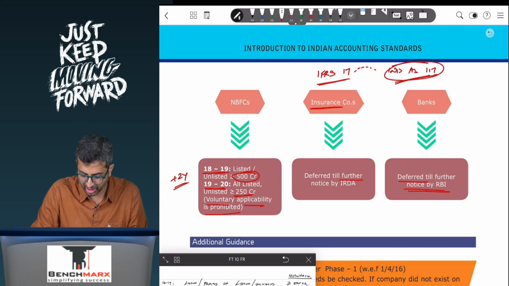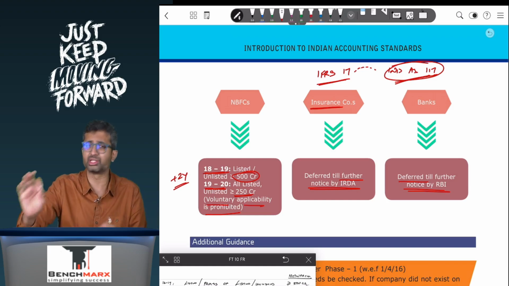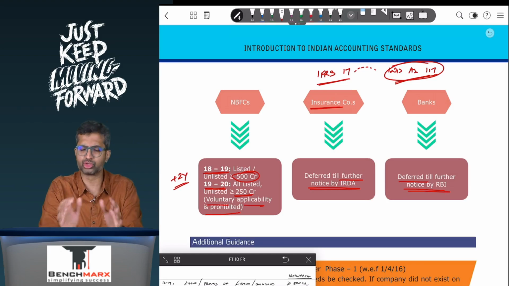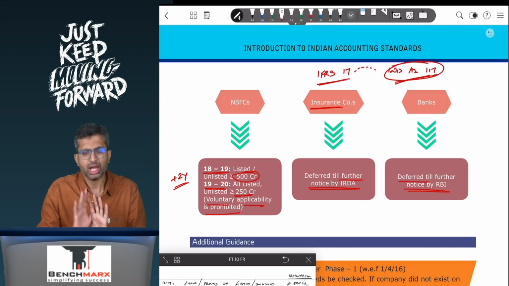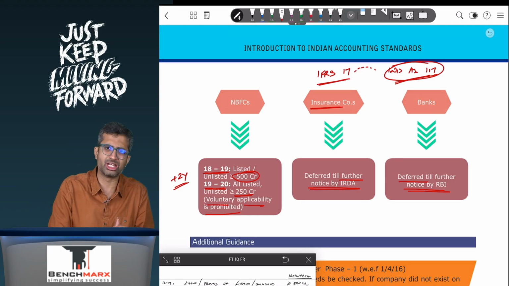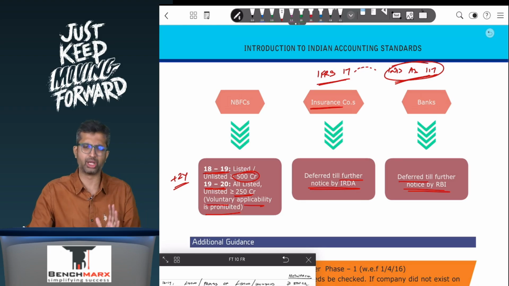So this is deferred until further notice again by IRDA, like life insurance companies, etc. IRDA still said that even if there is IFRS 17, we are still waiting and watching before we can allow Indian entities to move into Ind AS. So that is about it. For mutual funds, they have started to allow from the year 2025 onwards. Mutual funds can follow Ind AS from the year 2025 onwards.